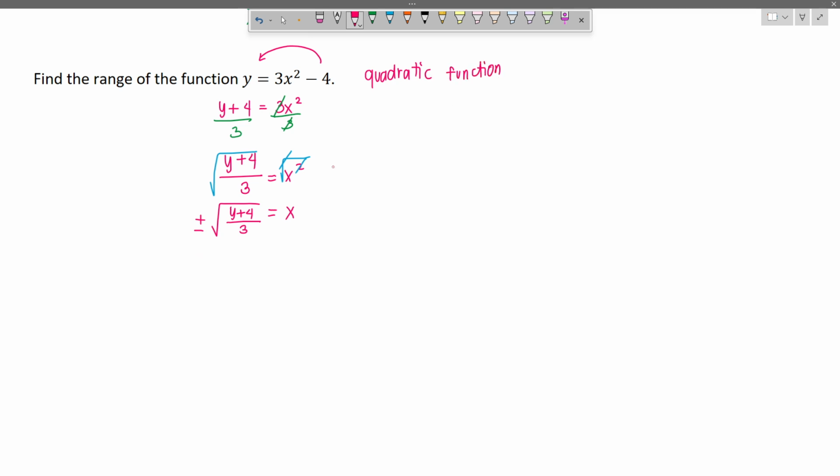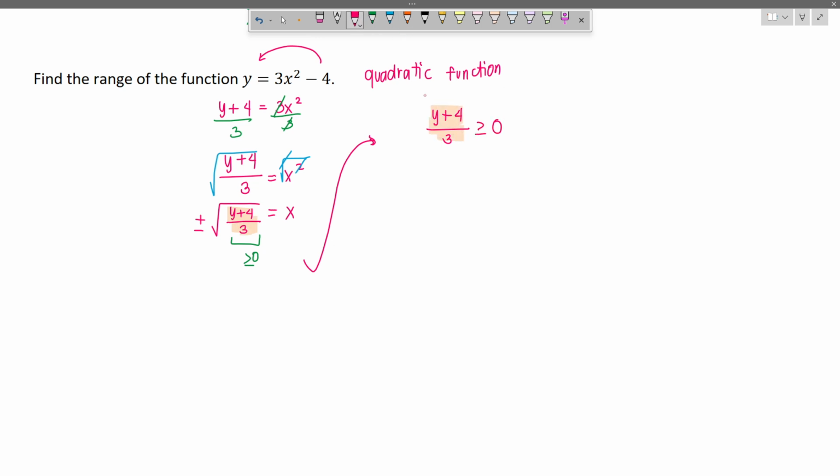And then from here, what we actually have is a radical function, right? So for a radical function, our requirement is that the value inside the radical should be greater than or equal to 0. We're going to use that here. So the value inside, which is (y + 4)/3, should be greater than or equal to 0.